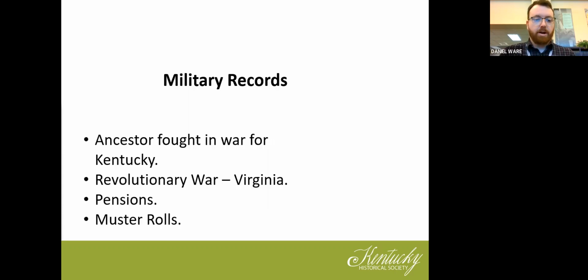Military records. If you had an ancestor that fought in a war for Kentucky, or even in the Revolutionary War for Virginia or some of the other states that existed before Kentucky became a state, you might be able to find something for them. There could be pensions, or they might be listed on a muster roll.